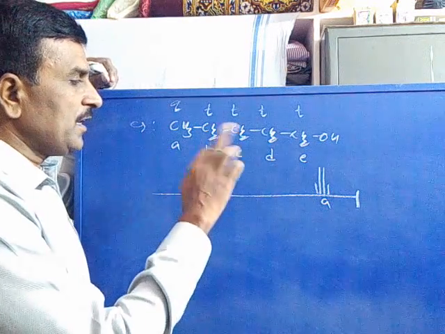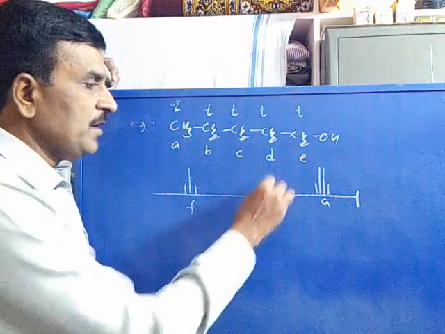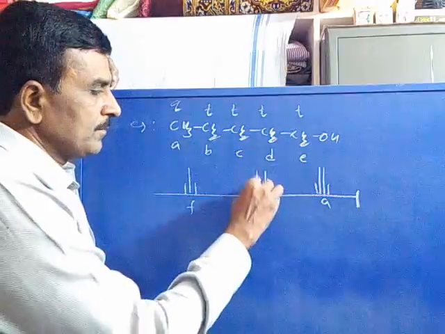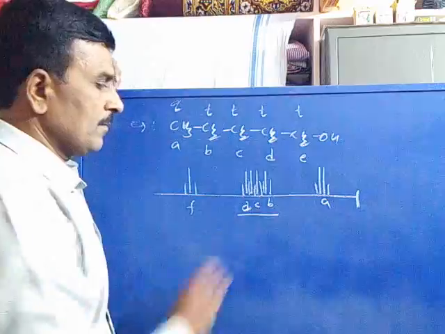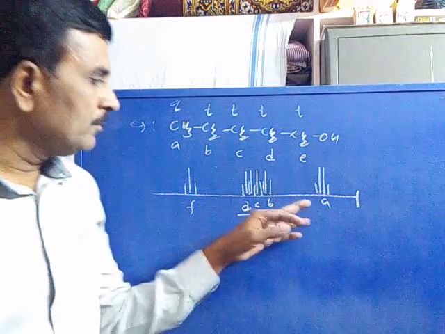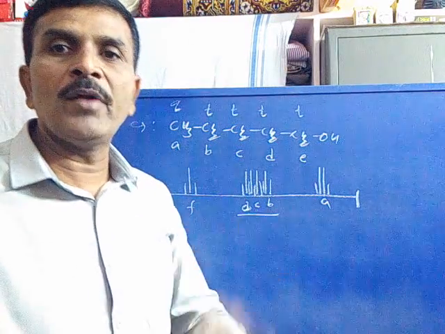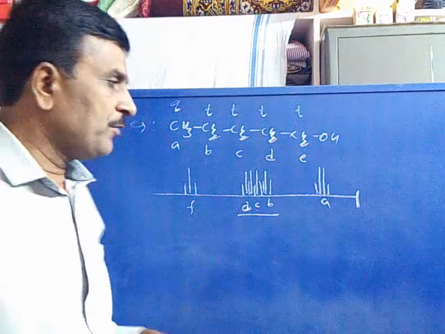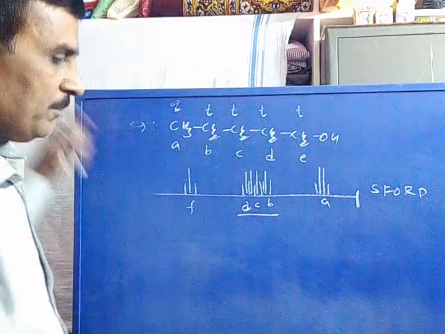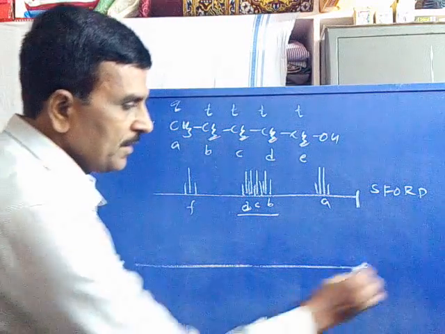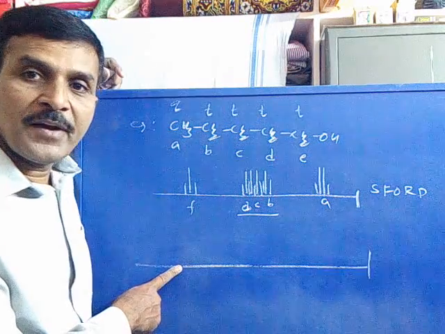Now regarding the signals related to B carbon, C carbon and D carbon, because of the low frequency difference, there may be overlapping. B, C and D. Now you can observe the B carbon, C carbon, D carbon, three triplet signals get overlapped in the SFORD. This is the SFORD spectrum. Now if we record INEPT spectra for the same molecule, you can see what happens.